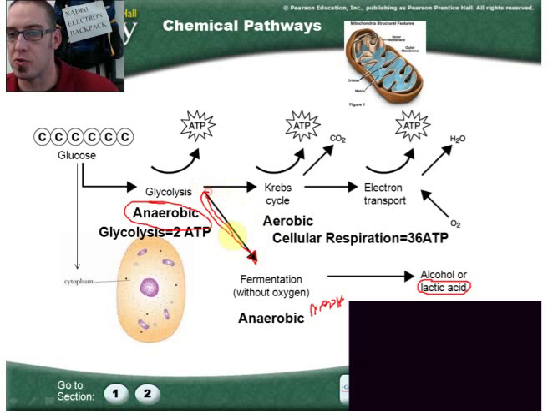Other creatures do strictly this, like yeast and other microorganisms. They'll do what's called alcohol fermentation. They'll get alcohol. They'll also make CO2, which causes bread to rise, and they'll get some NADH out of this process.